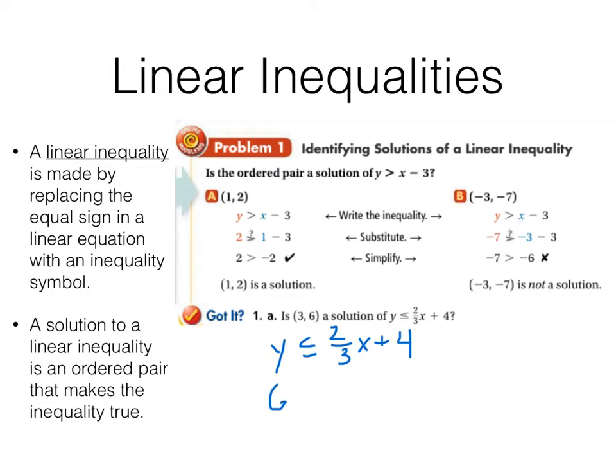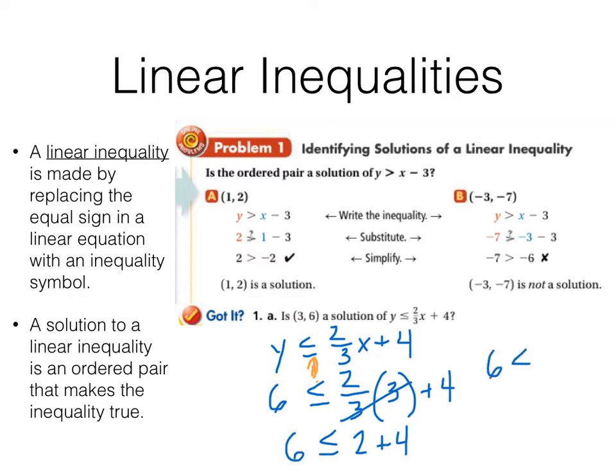So I'm plugging in 6 for y and 3 for x. And the idea here is that we don't know, so I'm going to put a little question mark. Is it true or not? My question mark got really messy. Anyway, math time. So let's multiply. 2/3 of 3, that's 2 because the 3's cancel. So I have 2 plus 4. Is 6 less than or equal to 2 plus 4? Well, it is because it's equal to. So that means that the point 3, 6 is a solution. Oh, that's not how you spell solution, in case you were wondering. Is a solution to our inequality.